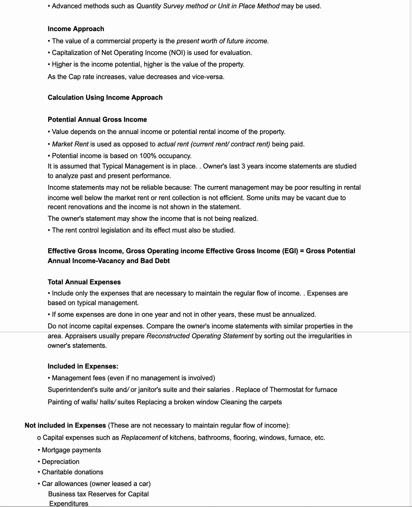An appraiser will start the analysis of the potential income by comparing the owner's last three income statements with those of the comparable property in the area, analyzing the subject property's past and present performance. While these statements may be a useful guide, they may not necessarily be a reliable one for appraisal purposes. Some reasons for this could be perhaps the management of the property is unusually poor and current rentals are well below what they should be, or rent collection is not efficient and there is an abnormally high ratio of uncollected rents.